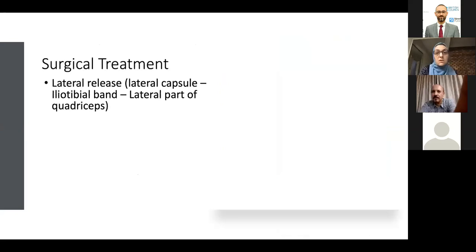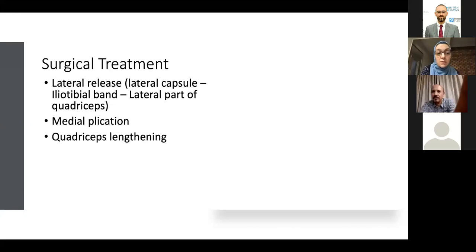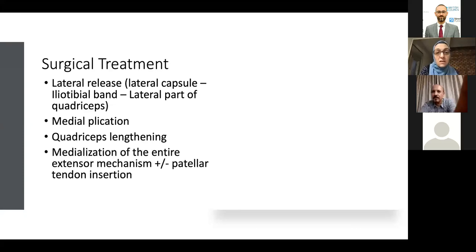Management is surgical because you cannot achieve reduction with irreducible patellar dislocation. So it is to lengthen the lateral structures: lateral capsule, the iliotibial band, lateral part of the quadriceps, sometimes the biceps femoris. Medial plication, the medial capsule has to be tightened or overlapped over the patella after you reduce it to increase the tension on the medial side and prevent redislocation. The quadriceps muscle needs to be lengthened, and the entire extensor mechanism, with or without the patellar tendon insertion site, be medialized. After you're done with all that, you can immobilize the knee in 20 degrees flexion.